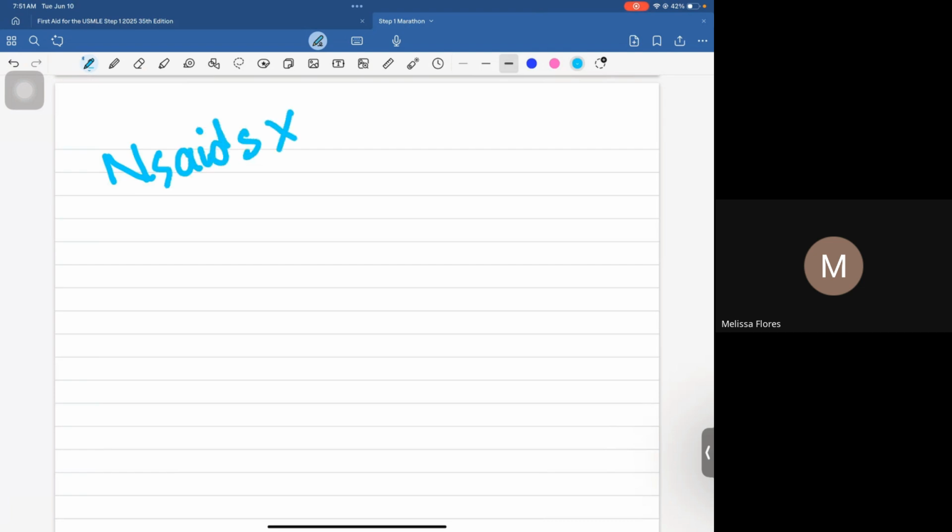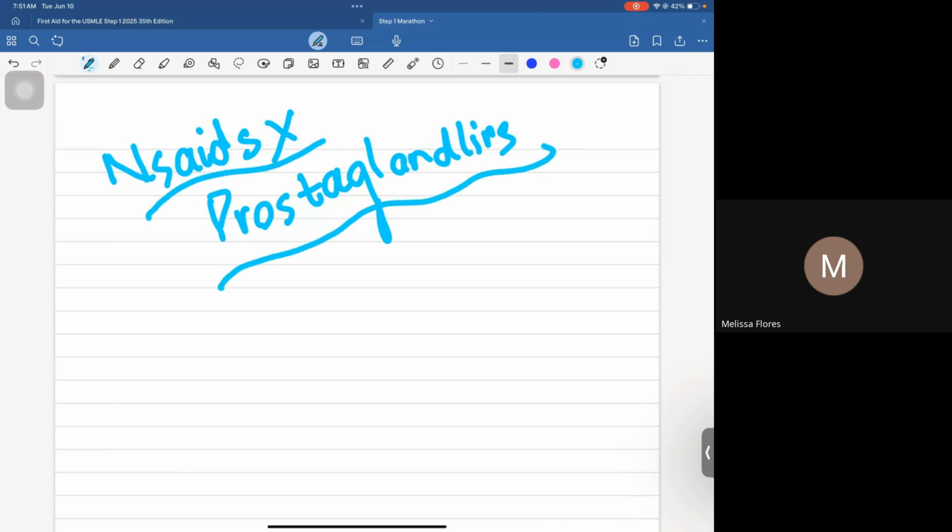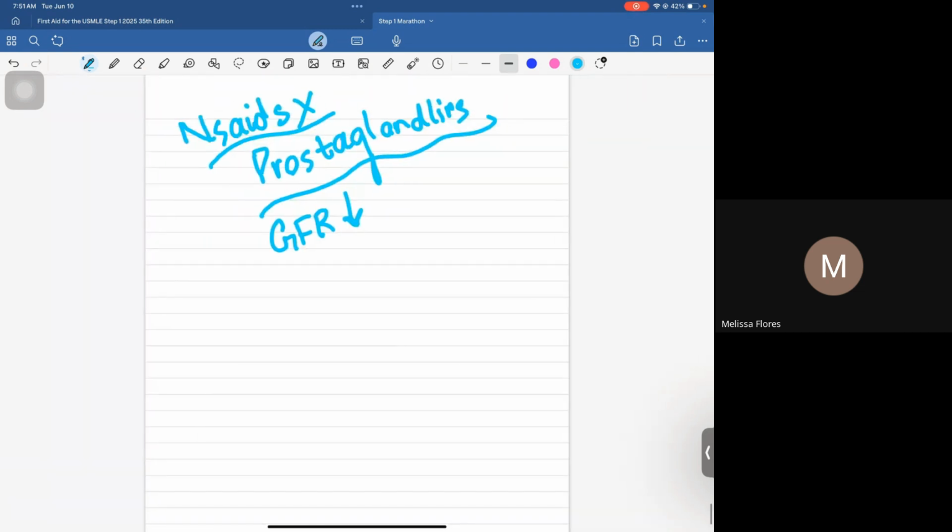NSAIDs are gonna block the production of prostaglandins, so the prostaglandins won't be formed, and when the prostaglandins aren't formed, the GFR is going to be reduced. That is how NSAIDs work. This is the first clinical point that can come in your exam, that can come in UWorld.